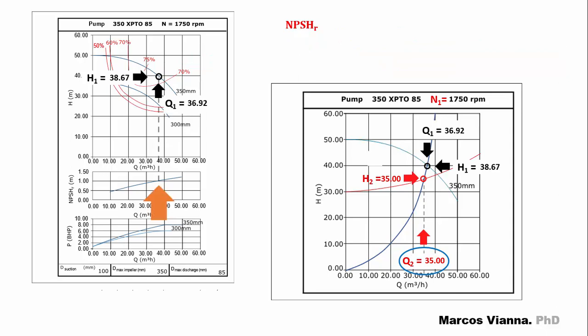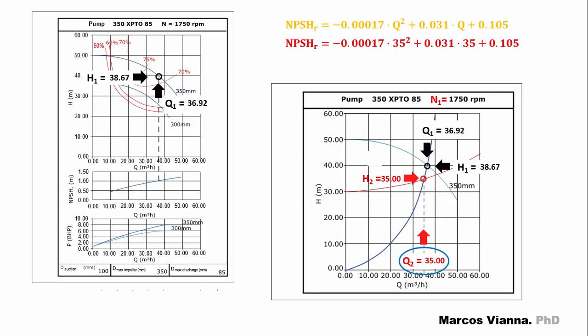Okay, now let's see the required NPSH. We draw this vertical line in the pump chart and find, say, 1 meter. No need to squint your eyes again. Use the equation. Here it is. When we substitute the values, we find 1.085 meters. Not bad, isn't it? We use this curve for all the pump velocities.